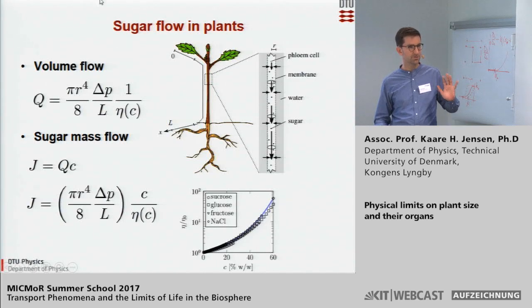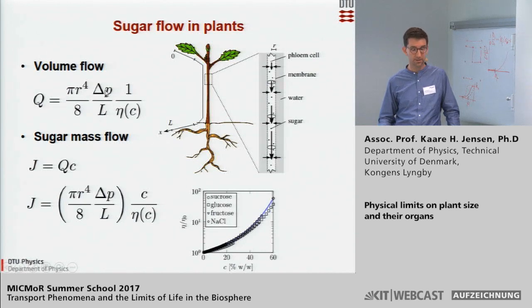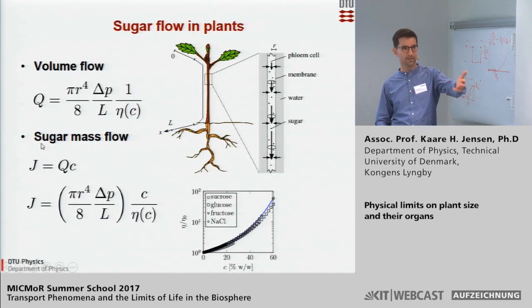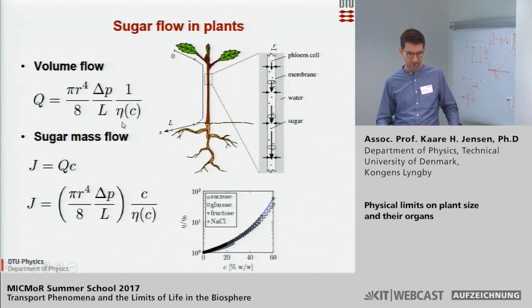If we think of this sugar flow again as a pipe flow, we know that the volumetric flow depends on geometry, radius, length of pipe, pressure difference, and then it's inversely proportional to viscosity. Now the sugar mass flow, so how much energy I can actually transport, is the flow rate multiplied by the concentration. In the final expression for the flow down here, I have a term which only depends on geometry. Then I have something which depends on concentration divided by viscosity.